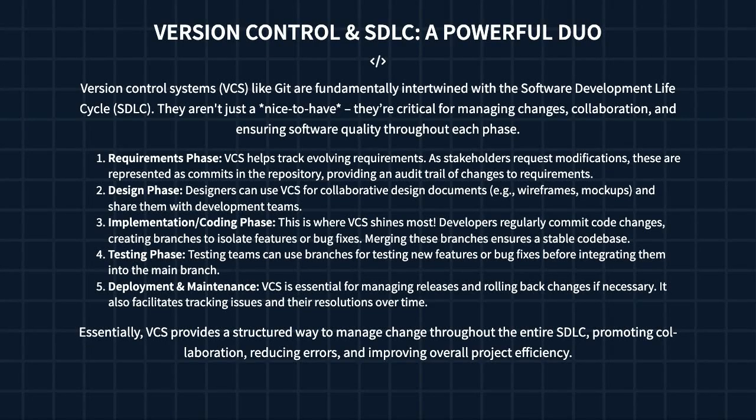Let's talk about how version control fits into the software development process. Think of it as your time machine for code. You can always go back to a previous state if something goes wrong. Version control systems like Git are absolutely vital at every stage, from figuring out what features people want all the way through deploying and maintaining the finished product. They help teams stay organized, collaborate effectively, and make sure everything is tracked properly, reducing risks and making development smoother.